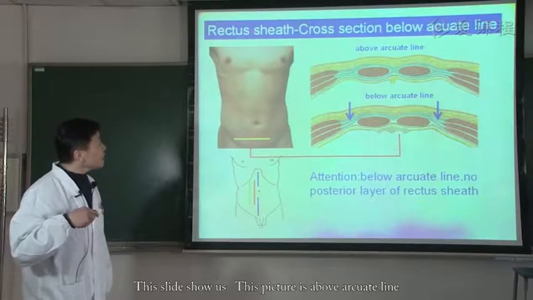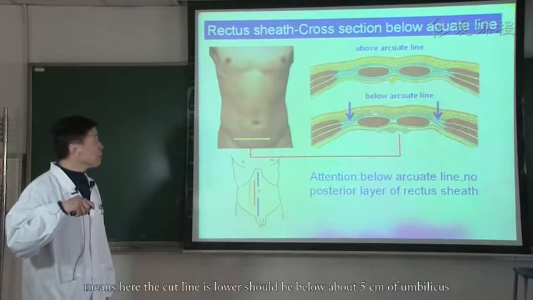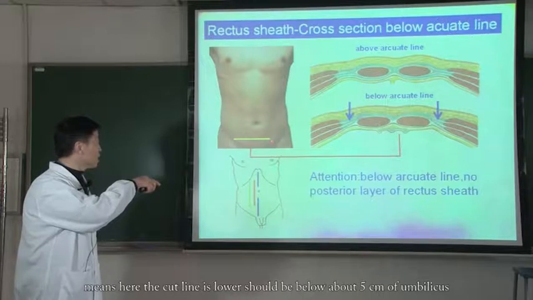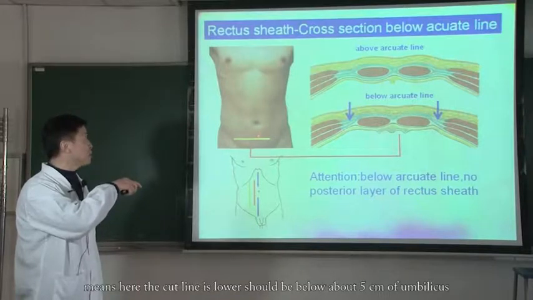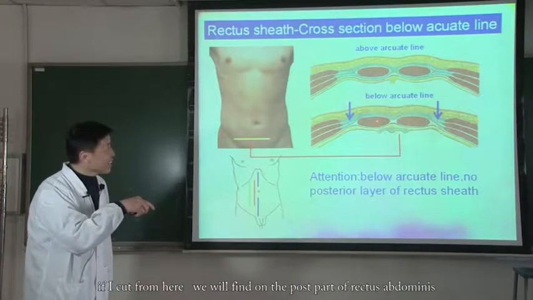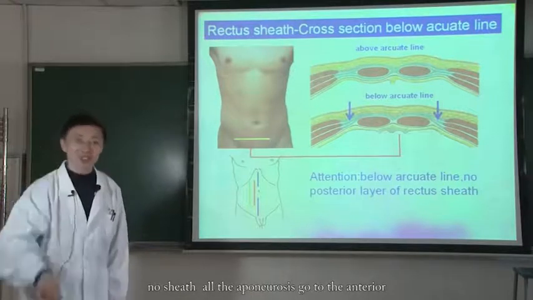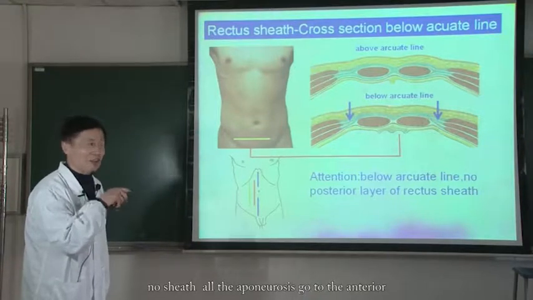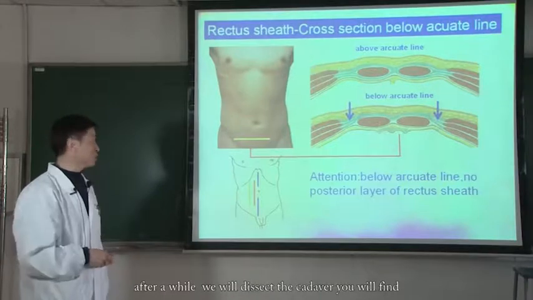This picture is above the arcuate line, but this one is below the arcuate line, which means the cut line is lower, about five centimeters below the umbilicus, here. If I cut from here, we will find on the posterior part of the rectus abdominis, no sheath. No sheath. All the aponeurosis goes to the anterior part. After class, while we dissect the cadaver, you will find it.